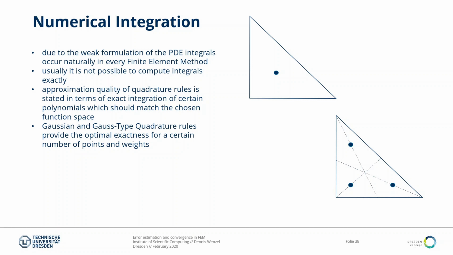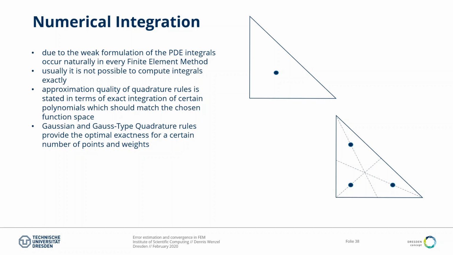We have also talked about the approximation quality of quadrature rules, which is usually stated in terms of exact integrals of certain polynomials. This should be matching the chosen function space. So if you use local linear polynomials, then you should also use a quadrature rule that is exact for linear polynomials. And we have seen that Gaussian in 1D and Gauss-type quadrature rules in multiple dimensions provide the optimal exactness for a certain number of weights and points.